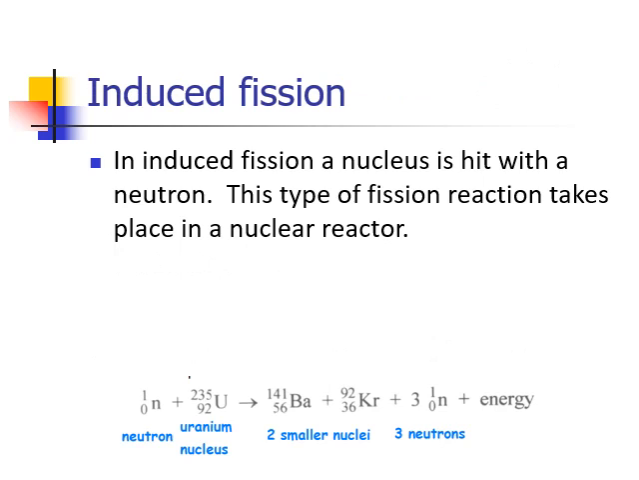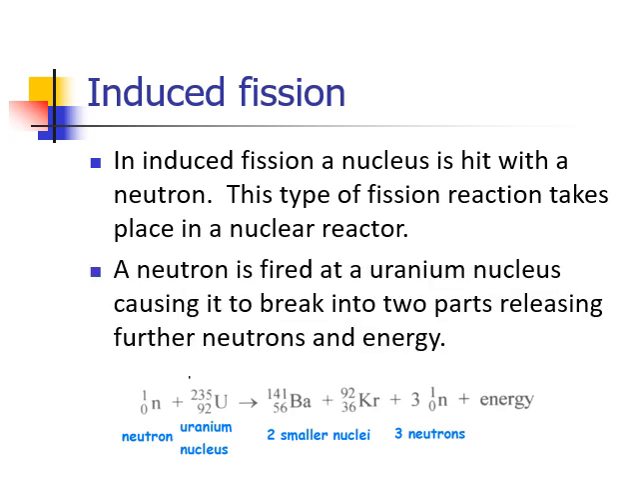In an induced fission reaction, a nucleus is hit with a neutron. This type of reaction is what takes place in a nuclear reactor in a power station or a submarine. And we fire a neutron at a uranium nucleus, causing it to split into two parts, releasing more neutrons and energy. So an induced fission reaction will start with a neutron, whereas a spontaneous fission reaction will just start with the larger nucleus and not have a neutron in the reactants, the things before the arrow on the left-hand side of the equation.